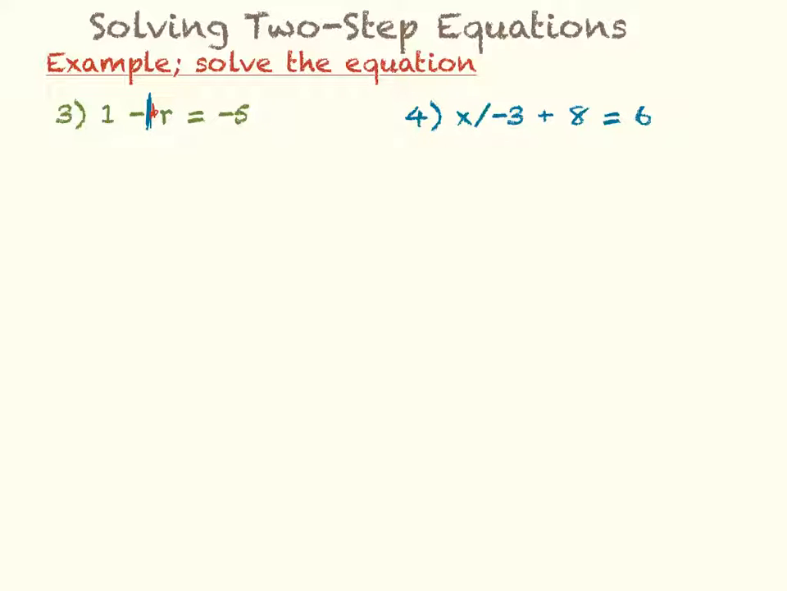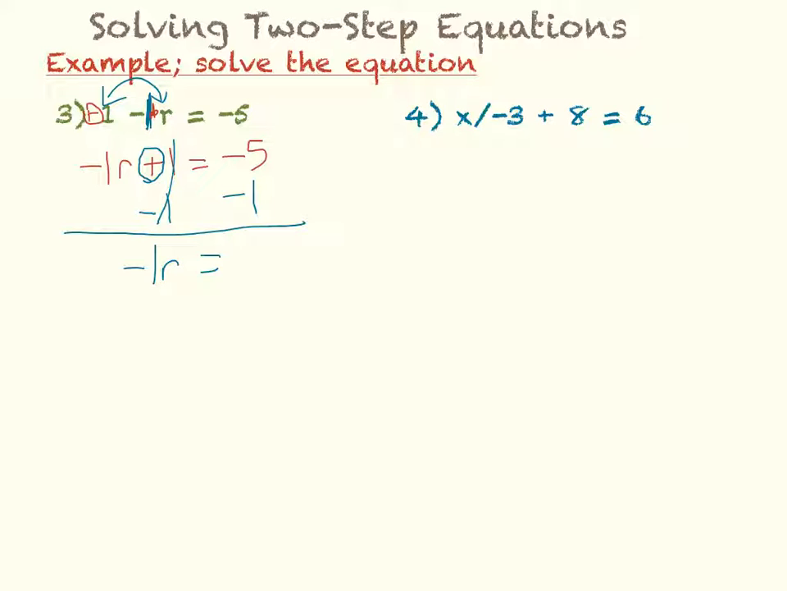The negative sign is right next to the r, so it's multiplied by it. So what I'm going to do is start by getting rid of this plus 1. I might start by rewriting it actually as negative 1r plus 1 equals negative 5. All I did here was I switched these two around. And that's fine as long as you take the negative sign with you. So when I'm solving this, now I'm going to get rid of the plus 1 by subtracting 1 from both sides. So plus 1 minus 1 is going to equal 0. So I have negative 1r equals negative 5 minus 1, which is a negative 6.